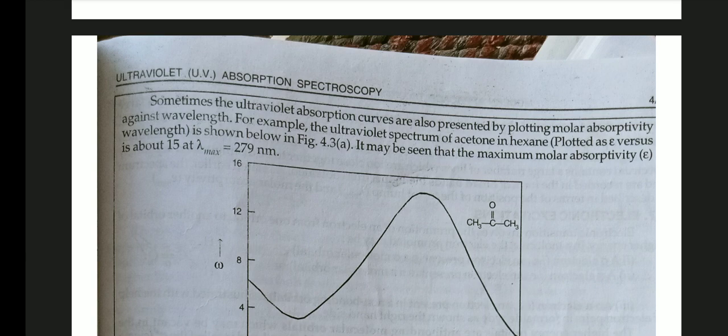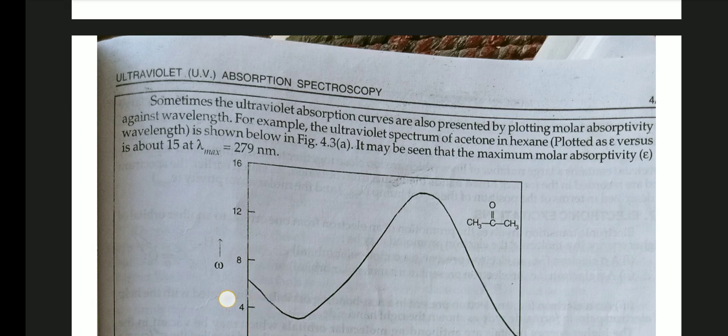Sometimes the ultraviolet absorption curves are also presented by plotting molar absorptivity against wavelength. For example, the ultraviolet spectrum of acetone in hexane plotted as ε versus wavelength. It may be seen that the maximum molar absorptivity is about 15 at λmax equal to 279 nanometer.